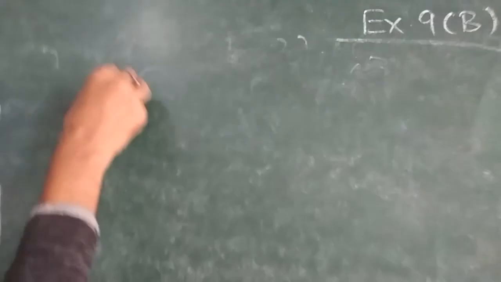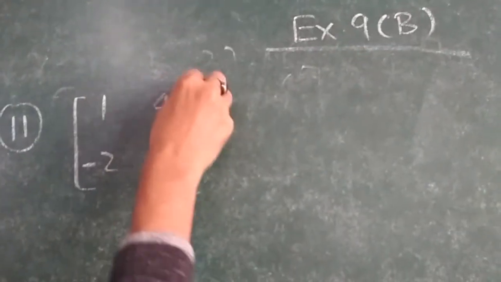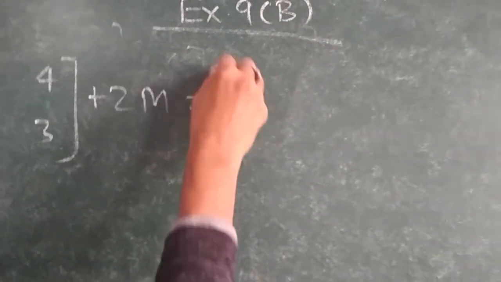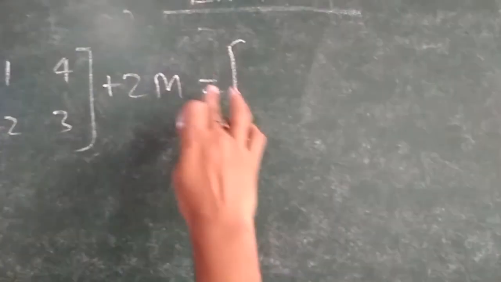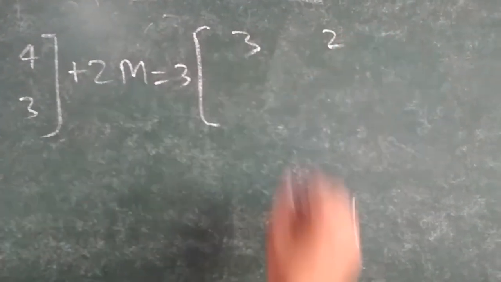11th, which is the last question of the exercise. You are given a matrix 1, 4, minus 2, 3. This is the matrix, plus 2M equals to, here you write 3, 3, 2, 0, minus 3. We have to find the value of M. Find the matrix M. This is a matrix of which we have to find the value. So how can we find 2M equals to?